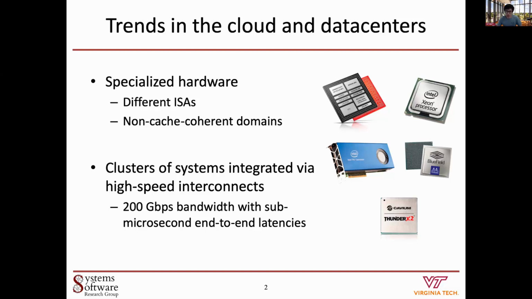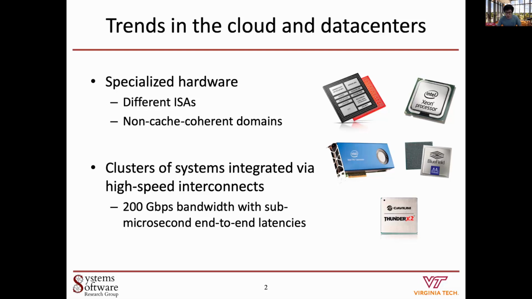Plus, recent market trends also show that high-end servers with different ISAs such as ARM and PowerPC are pushing into data centers. Using these emerging systems brings power efficiency and performance benefits. However, developing applications for such architectures is difficult. Distributed shared memory (DSM) is one of the solutions to this problem.